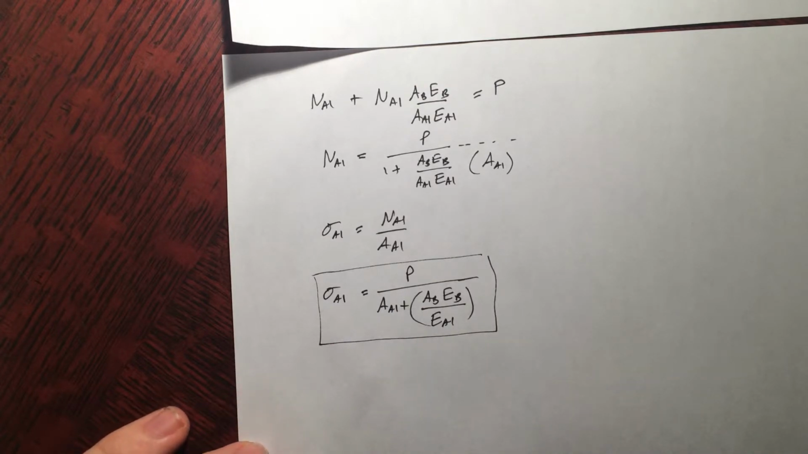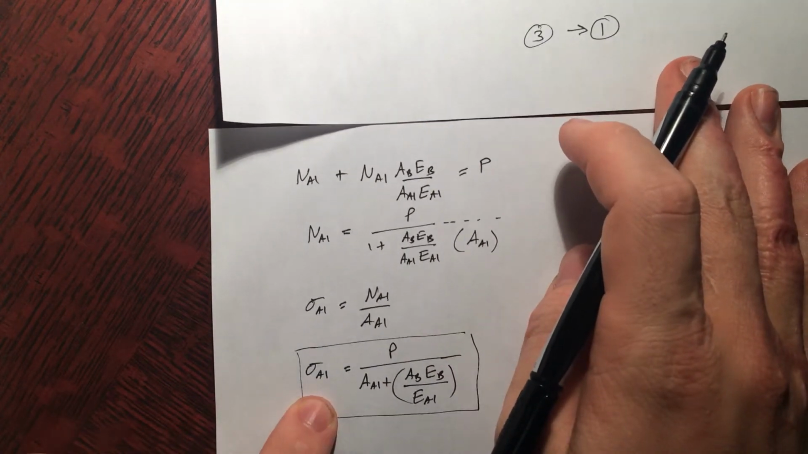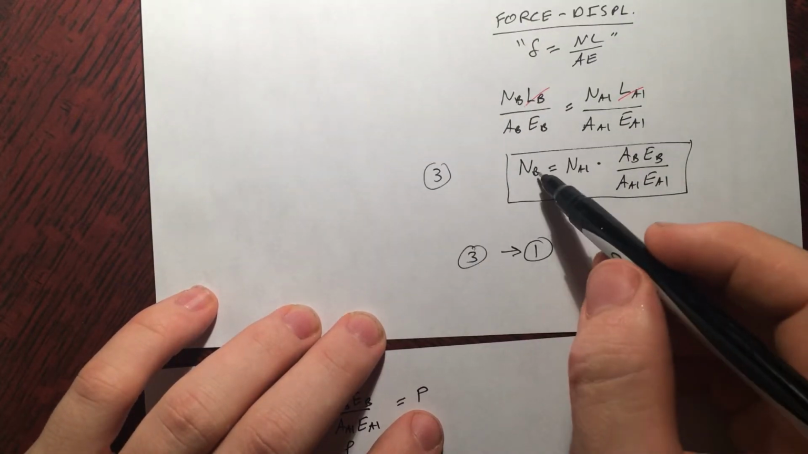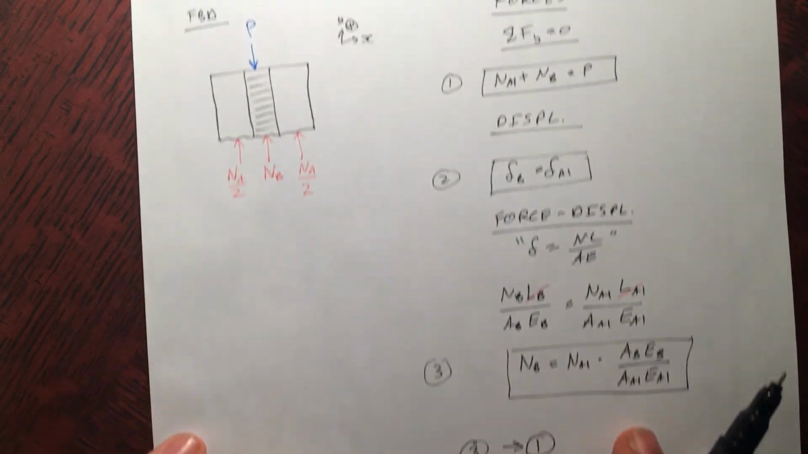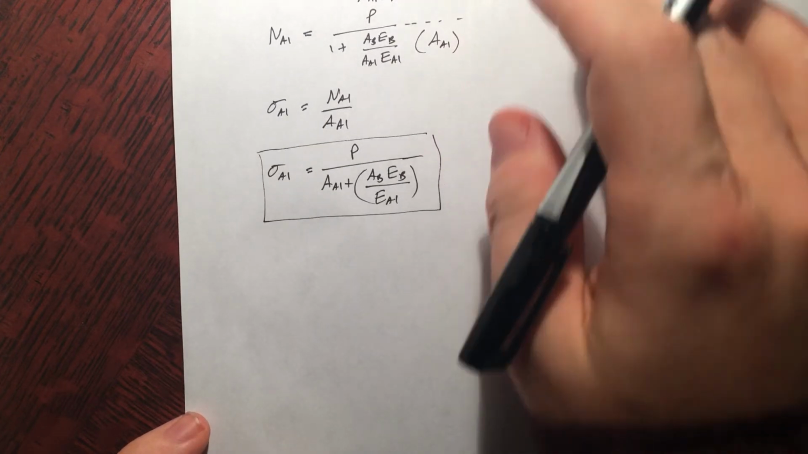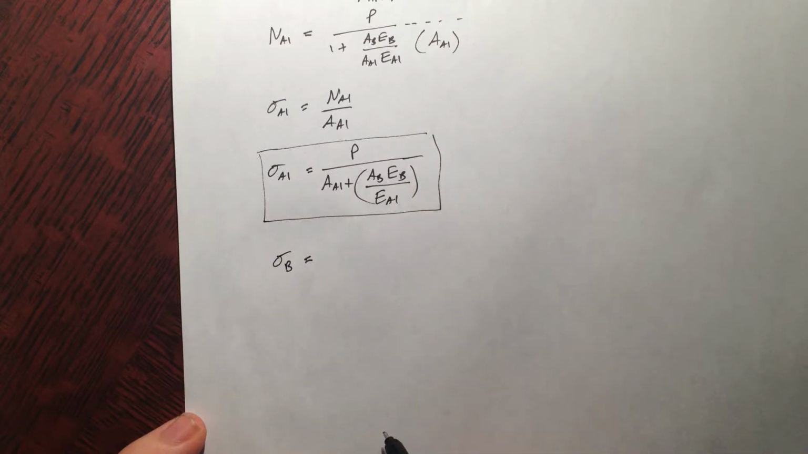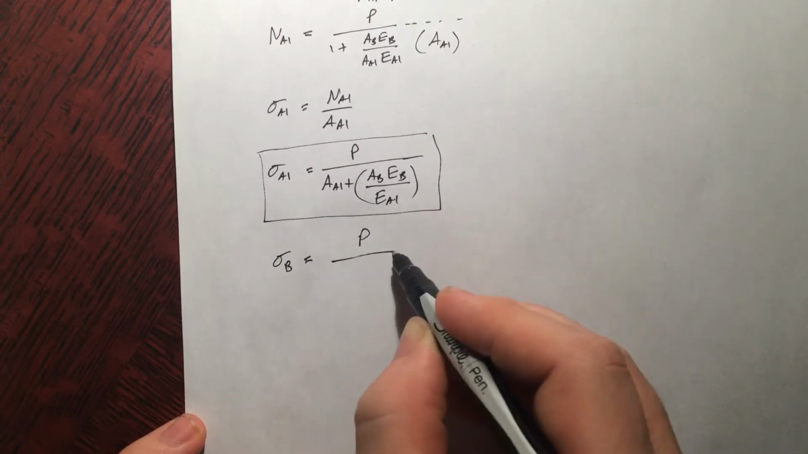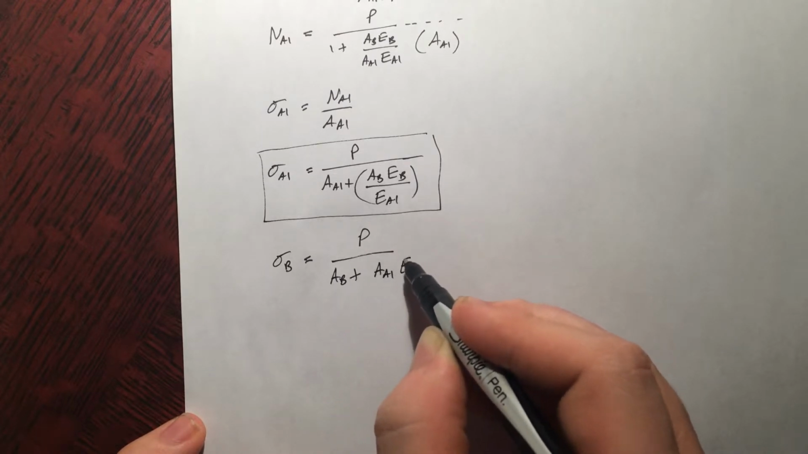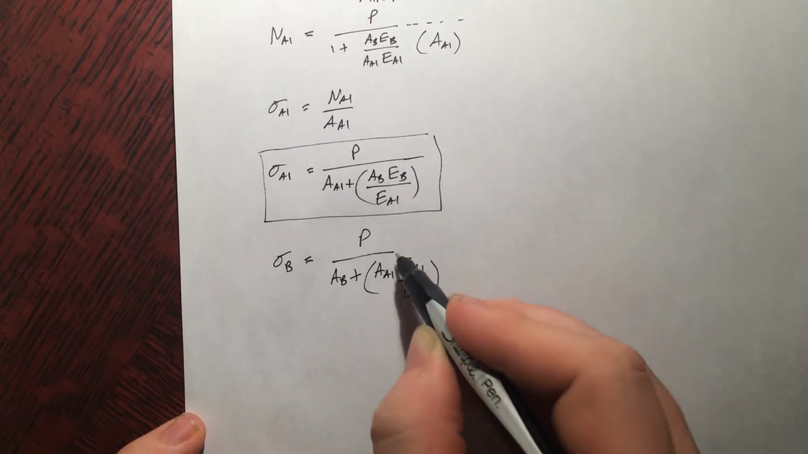Okay, so now essentially the same process we can go through again to find the stress in the brass. We can take this equation, make N aluminum equal to N_B times some ratio, then substitute N aluminum into this equation, and then solve through it exactly the same way we did here. I'm not going to work all through that. I'm just going to tell you that the stress in the brass is P over A_B plus A aluminum E aluminum over E_B. Keep these in brackets.